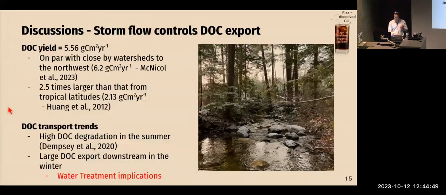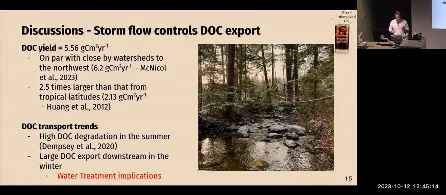So comparing this watershed to others, we express the carbon fluxes on an areal basis over a whole year. The amount of DOC leaving this site is approximately 5.56 grams of carbon per meter squared per year, and that's on par with similar watersheds in the Northeast. During summer periods, we saw 75% of the DOC being consumed, as we expect from the literature with longer residence time, more microbial activity, and then more uptake.